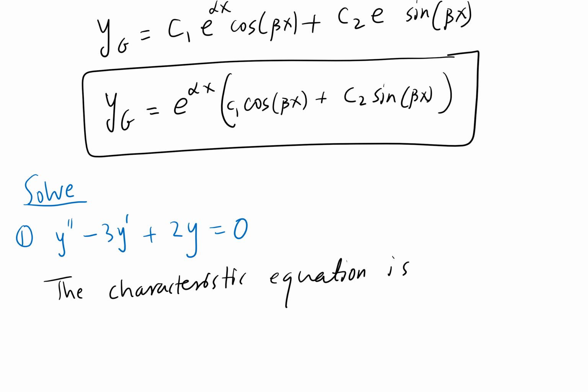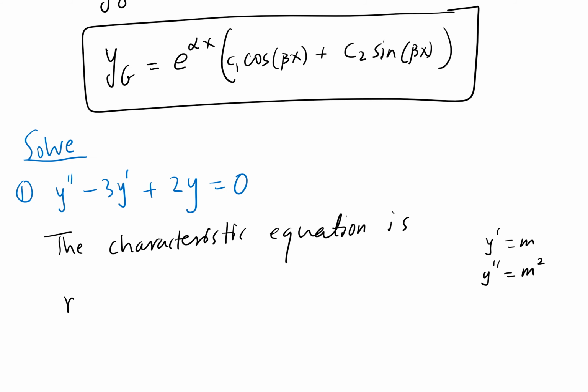The characteristic equation is, the y double prime, so y prime is like an m. Y double prime is m squared. Some people use lambda. So here you get m squared minus 3m plus 2 equals 0. And you might say, wait, what happened? Where did that come from?